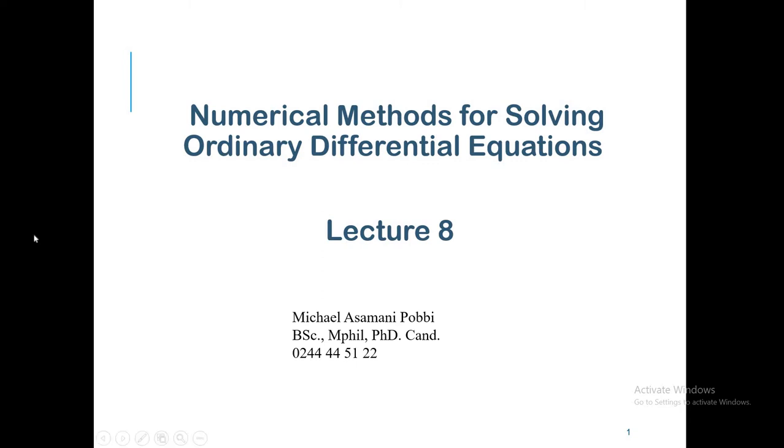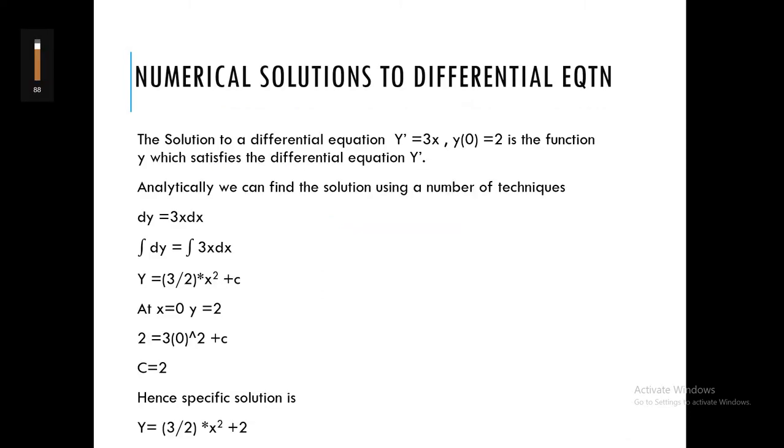Welcome to today's lecture. We are looking at numerical methods for solving ordinary differential equations. Now, we've already seen solutions to differential equations in Math 105, that's Engineering Mathematics 2.